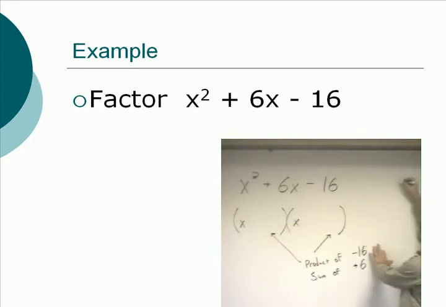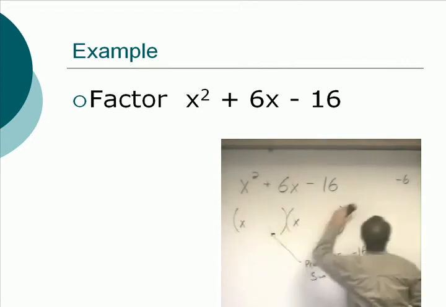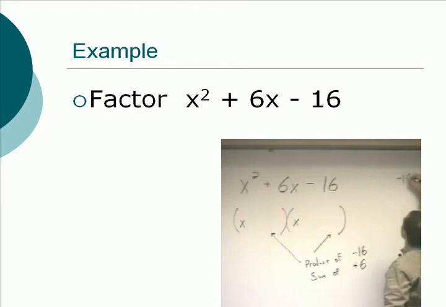You can try different combinations. Whoops, not negative 6. You'll be able to do this mentally, if you can't already, with just some practice. Negative 16, we could break that into negative 8 and 2. We could break it into negative 4 and 4. That's true, but do they add up to 6? No. We could try 1 and negative 16. They multiply together to give negative 16, but they don't add up to 6. We could try negative 8 and 2. They multiply to give negative 16, but they don't add up to positive 6.